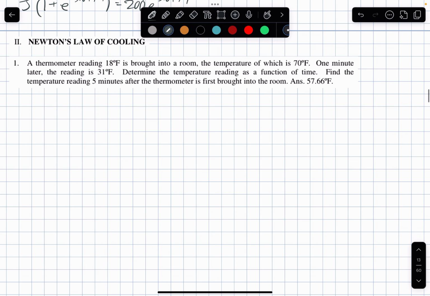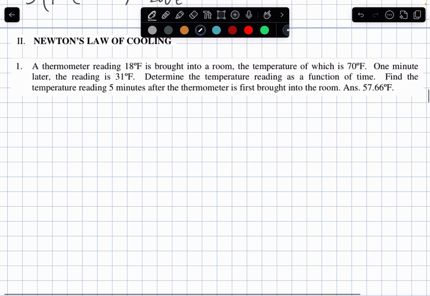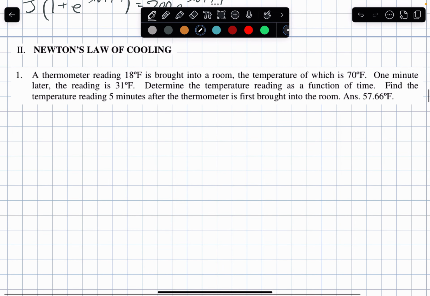Okay, so those are just a few problems on growth and decomposition. Let's now move on to Newton's law of cooling. This is a different kind of difficulty. Let's start first with the easiest question. A thermometer reading 18 degrees Fahrenheit is brought into a room. Okay, when it comes to Newton's law of cooling, what is different? It's still the same. We have, well, no, it's not the same as our previously used formula.